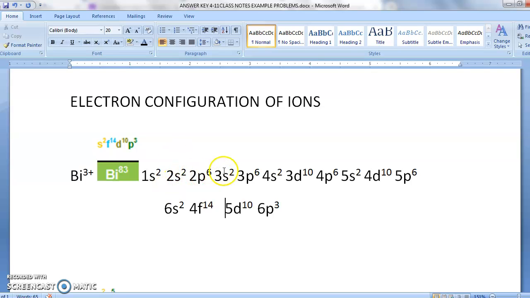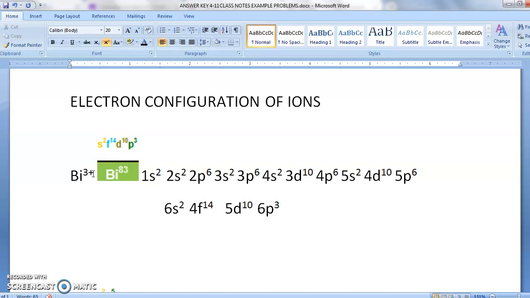2, 2 and 6 is 10, and 2 is 12, and 6 is 18, and 2 is 20, and 10 is 30, and 6 is 36, and 2 is 40, and 10 is 50, and 6, hold on. Try that again. 10, 12, 18, 20, 30, 36, 38, 48, 54, 56, 66, 70, 80, 83. Yes, I have the correct number of electrons, but I'm supposed to do bismuth 3+, so now it's time to remove electrons.